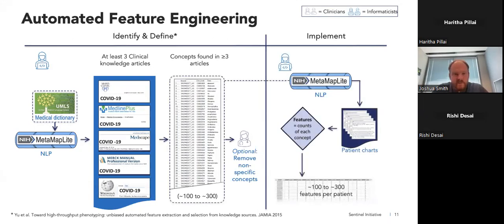For implementation, we would then also use a tool such as MetaMap or MetaMap Lite, which is what we use in this project, to process patient charts. The features we are extracting are counts of each one of those concepts or terms that occur. So for each patient, you have a list of 100 to 300 concepts and a count of how frequently they occur in some specified time window.